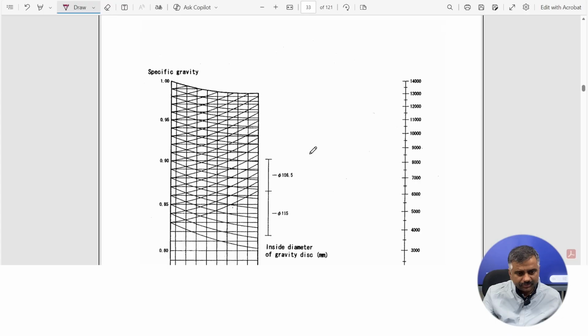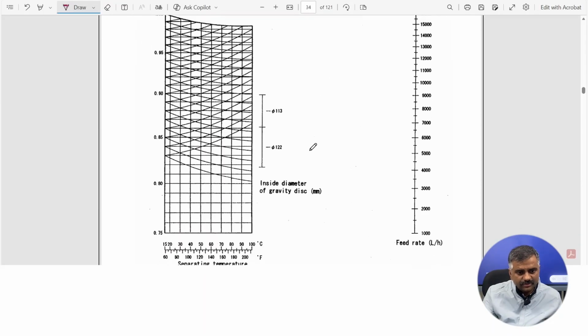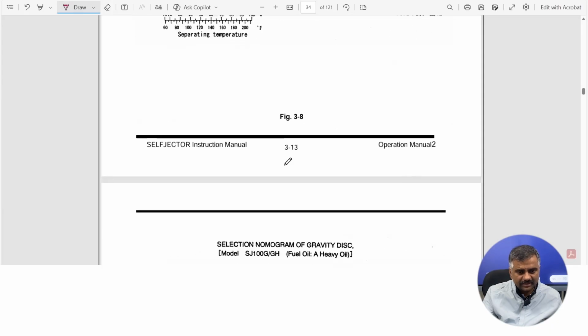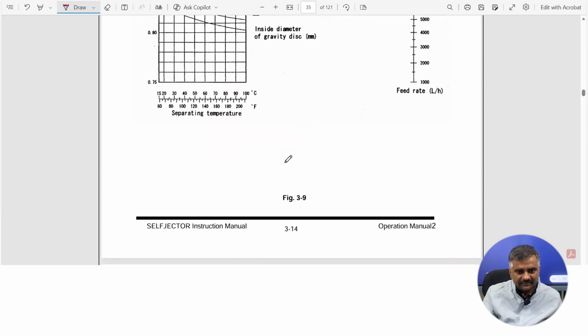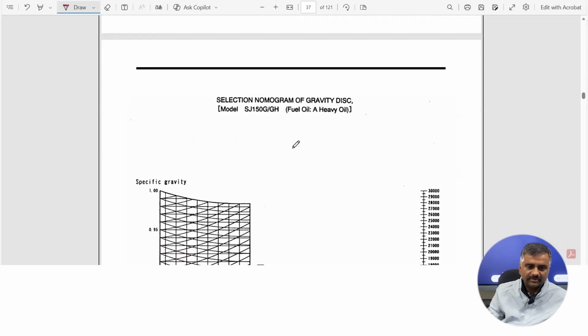Similarly, a number of gravity disc examples will come depending upon your manual on board, or whatever purifier is there on board. On that basis you can plot it on the curve and find the exact value of the size of the gravity disc. So basically the process is the same. Okay, then thank you, we'll meet for the next session.